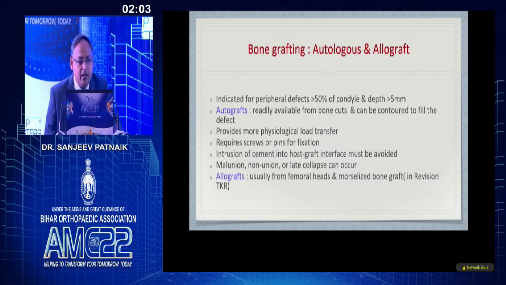Now bone grafting can be autologous or allograft. It is indicated for peripheral defects more than 50% of the condyle and depth more than 5 millimeter. The advantage here is that it provides more physiological load transfer. It requires screws or pins for fixation, but intrusion of cement into the host graft interface must be avoided. There are chances of malunion, non-union and late collapse. And allografts can be used from the femoral head and morselized bone graft, especially in the revision scenario.